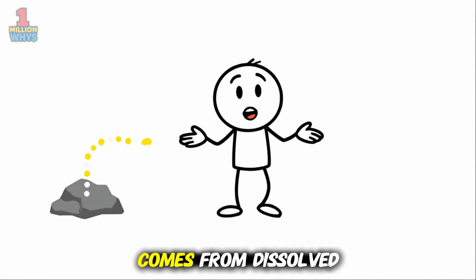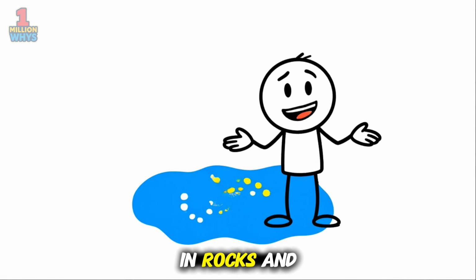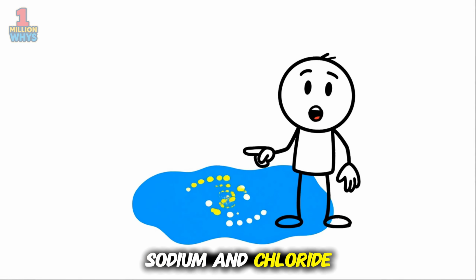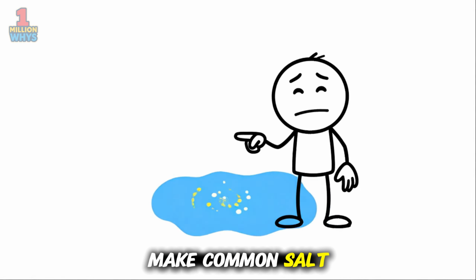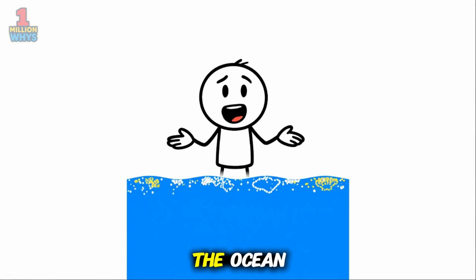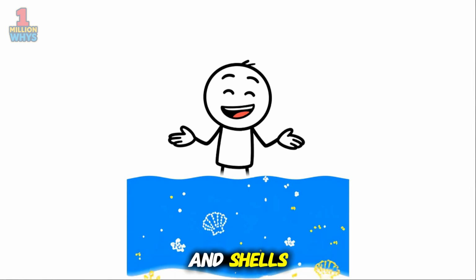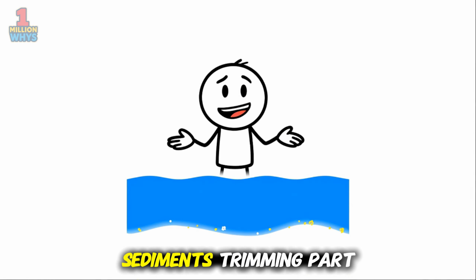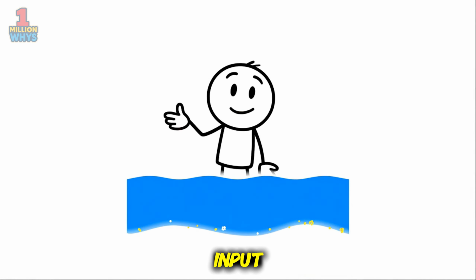Most ocean salt comes from dissolved ions in rocks and vents. Sodium and chloride pair up to make common salt. Some ions leave the ocean by forming minerals and shells. They sink as sediments, trimming part of the salt input.